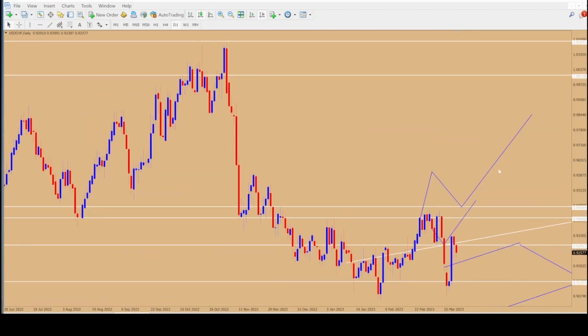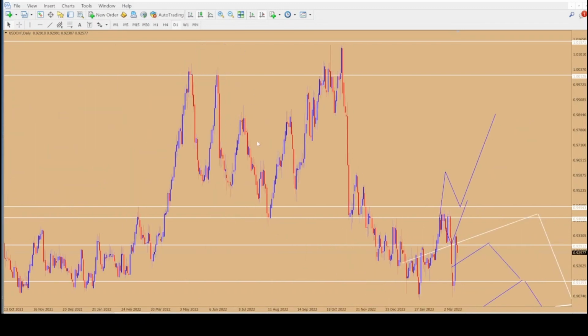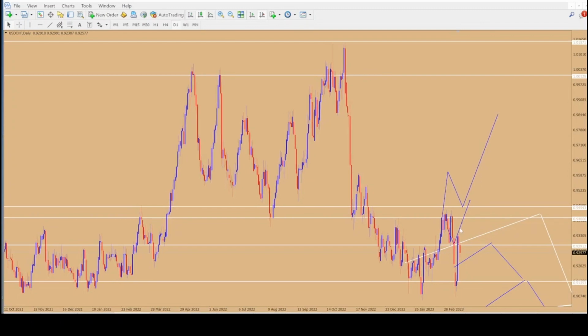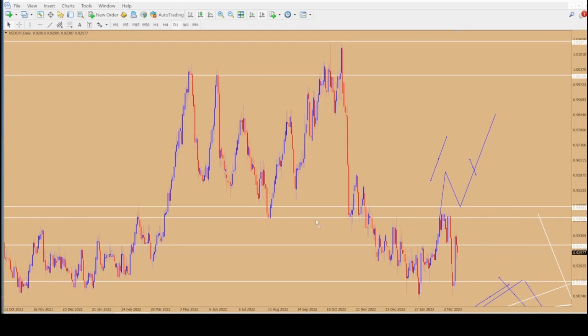Yeah, so for the USDCHF pair, well, the USDCHF pair actually did a lot of our predictions for last week, and let me clear this bar just a little. Okay, so what do we expect right now?